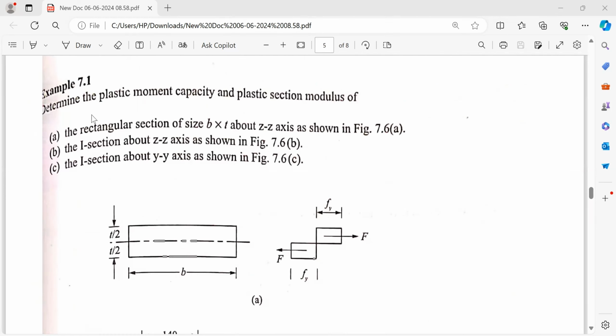Here one problem is there. Determine the plastic moment capacity and plastic section modulus. Moment capacity is Mp and section modulus is Zp.